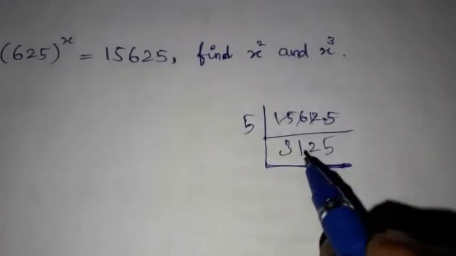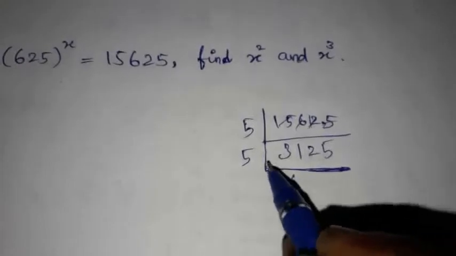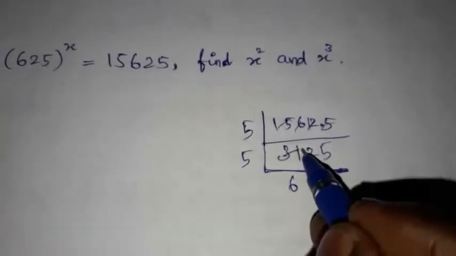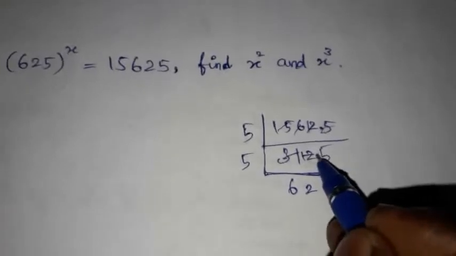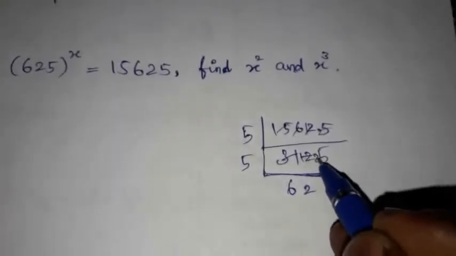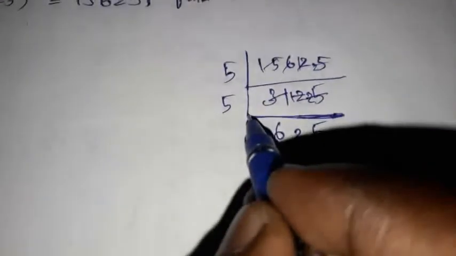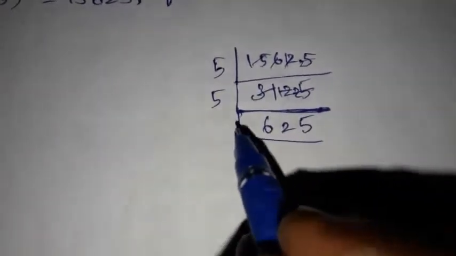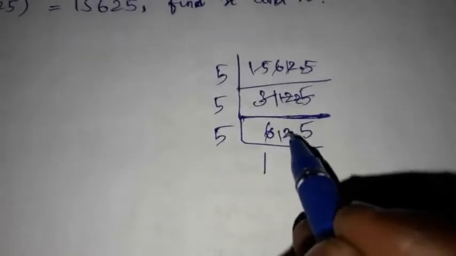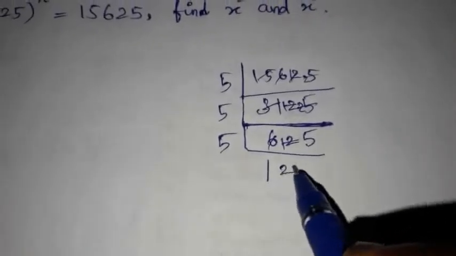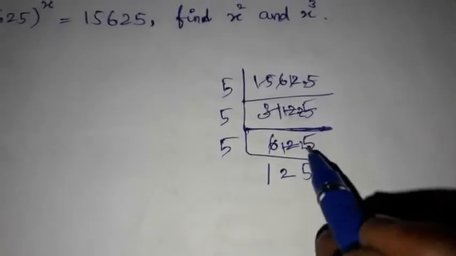Next I am going to use the same fifth table. 6 5s are 30, remaining 1, it became 12. 2 5s are 10, remaining 2, 5 5s are 25. Next fifth table. 1 5 is 5, remaining 1, 12. 2 5s are 10, remaining 2, it became 25. 5 5s are 25.